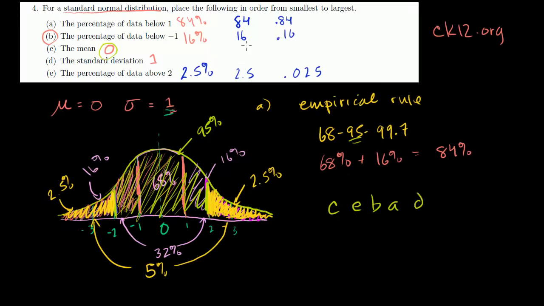Obviously the order would be different if the answer to A, instead of 0.84, were 84, because they're asking for the percentage. So a little bit of ambiguity. If you had a question like this on the exam, I would clarify that with the teacher. But hopefully you found this useful.